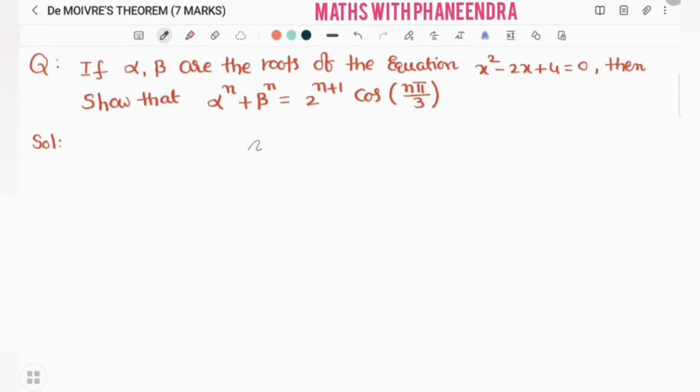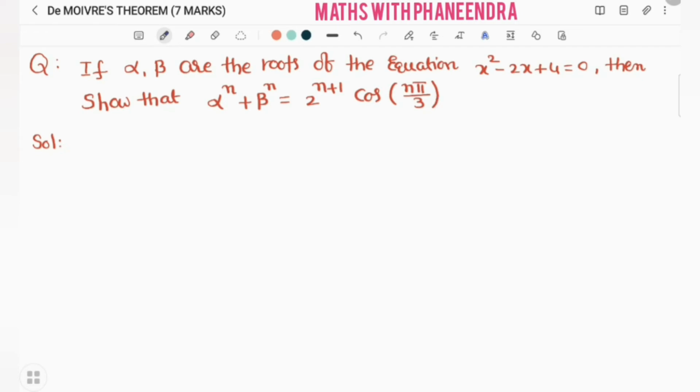The first question: if alpha, beta are the roots of the equation x square minus 2x plus 4 equal to 0, then show that alpha power n plus beta power n equal to 2 power n plus 1 into cos of n pi by 3.